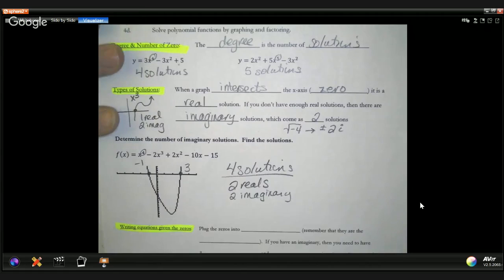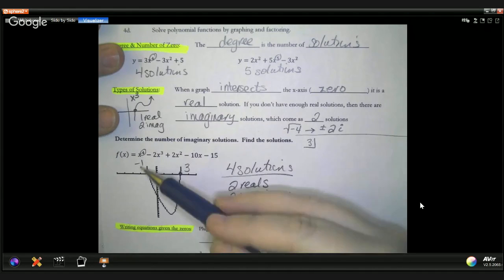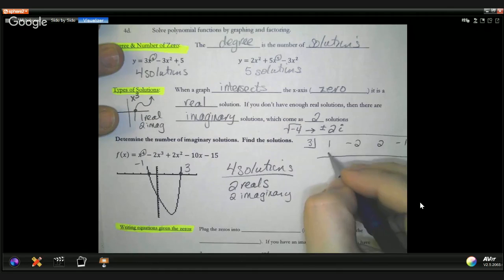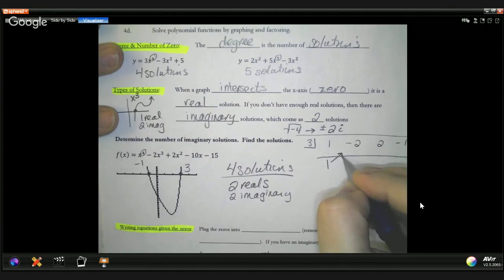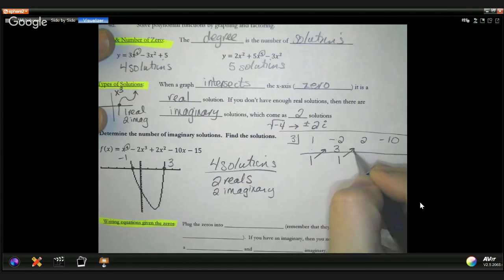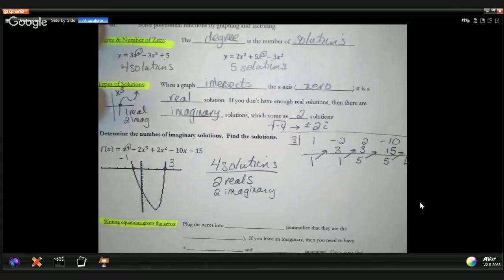And what I do is I use synthetic division to divide. So I'm going to put 3 in my box, and I'm going to write the coefficients. So 1, -2, 2, -10, and -15. 1 plus 0 is 1. Multiplied by what's in the box is 3. -2 plus 3 is 1. Multiplied by what's in the box is 3. 2 plus 3 is 5. Multiplied by what's in the box is 15. -10 plus 15 is 5. Multiplied by what's in the box, which is 3, I get 15, and I get a remainder 0, which I should because it's a 0.